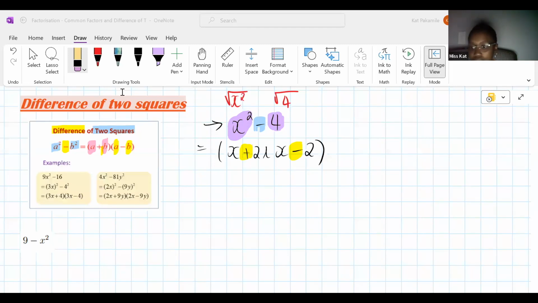Mamelo, do you have a question? Yes, ma'am. Can I ask, how did you get the answer? Which answer? x squared minus 4. Okay, Mamelo, look carefully. We said we have a difference of two squares. Do you agree that x squared is a square number? Yes, ma'am. 4 is the same as what squared?